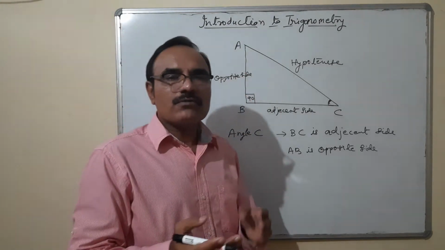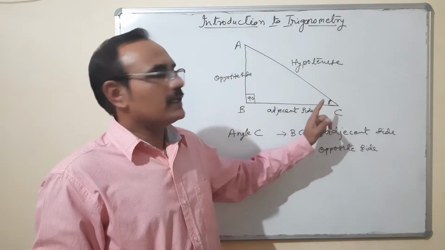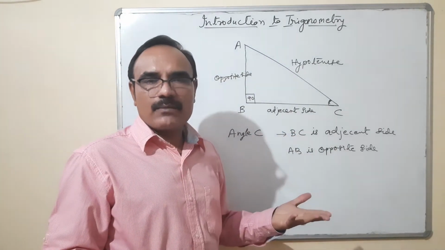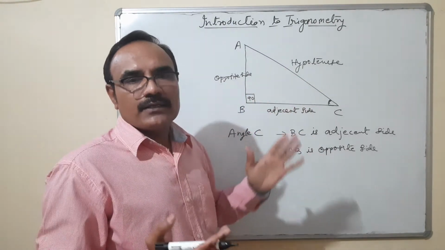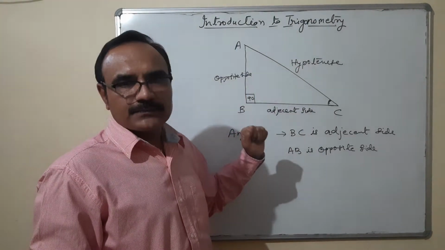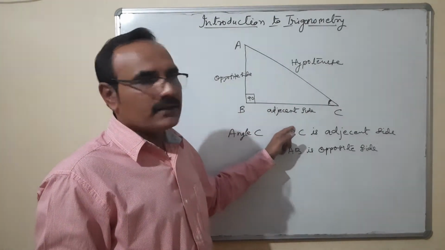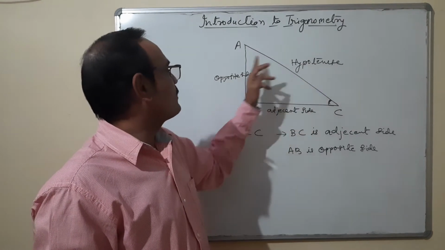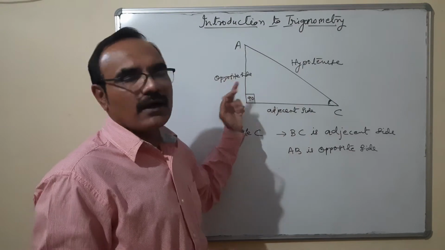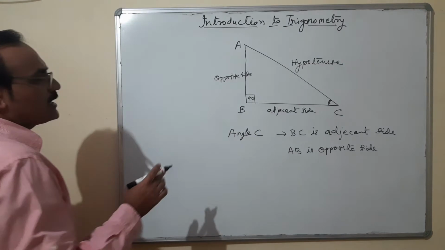So here we are talking about the ratios of the sides, because there are total three sides. When we are taking angle C, there are three sides: the hypotenuse, the opposite side and the adjacent side. So there are many ratios. How many ratios are possible here? There are 6 ratios possible: opposite side upon hypotenuse, adjacent side upon hypotenuse, opposite side upon adjacent side, and now hypotenuse upon opposite side, hypotenuse upon adjacent side, and adjacent side upon opposite side. Total 6 ratios are there.